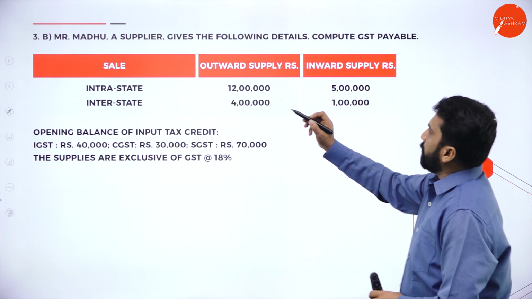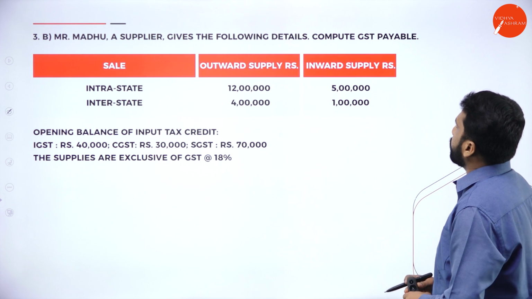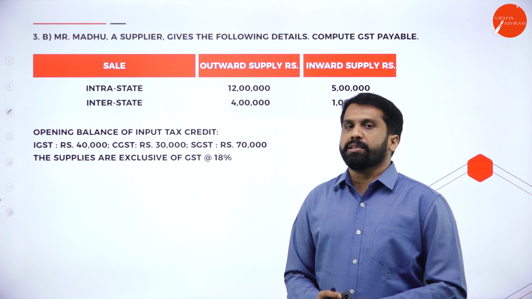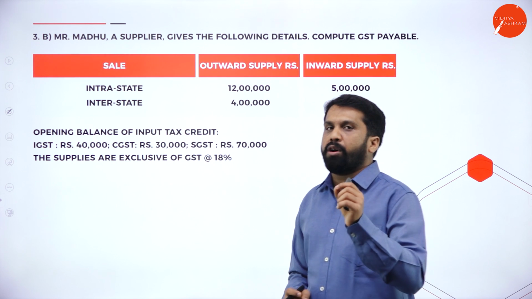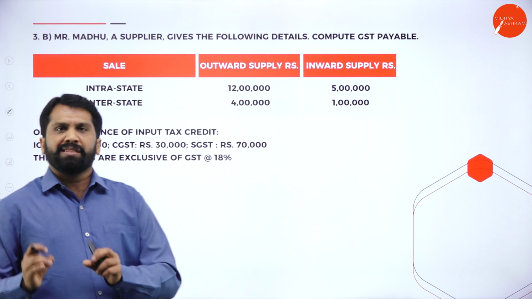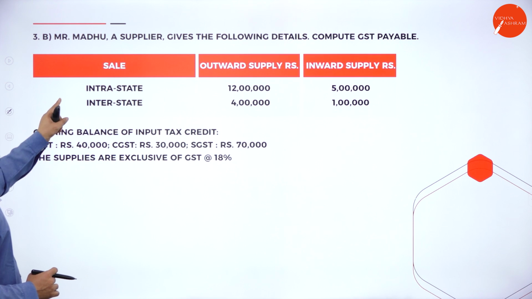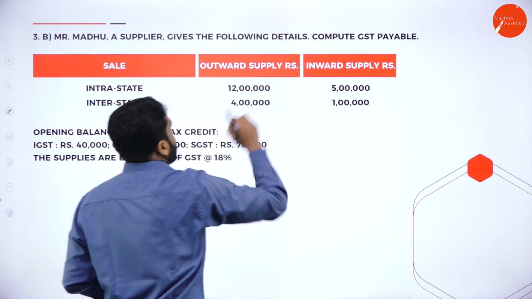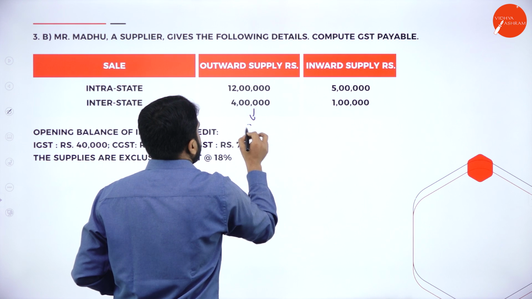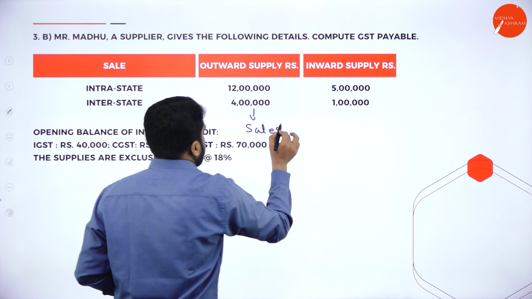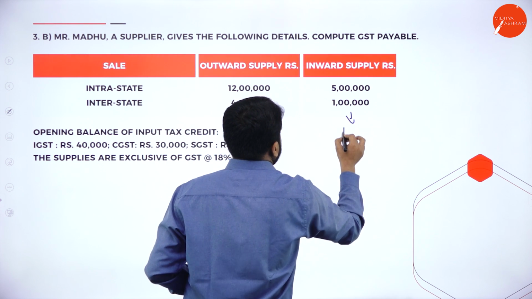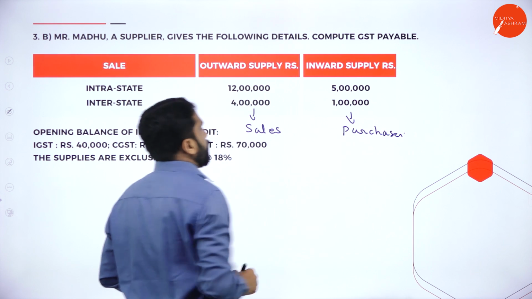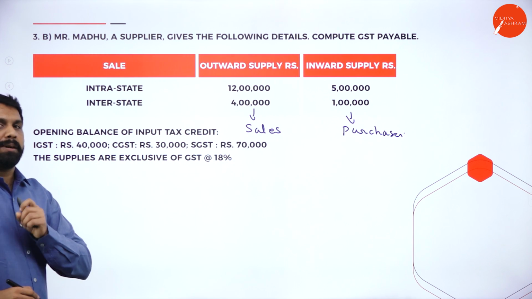Now, Mr. Madhu, a supplier, gives the following details. Compute GST payable. So, in this we have to calculate how much tax payable. Now, simple calculation. This is your outward supply, inward supply. Outward means sales. Inward means purchases.